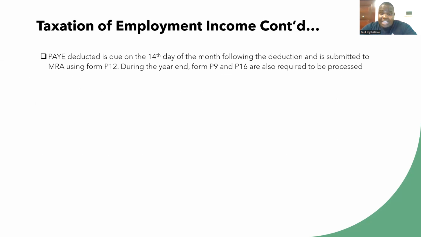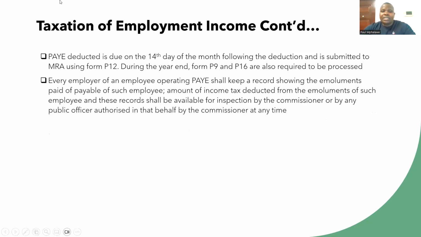Payment of pay as you earn. As we said earlier in the introduction, PAYE, pay as you earn, deducted is due on the 14th day of the month following the deduction and is submitted to MRA using Form P12. During the year end, Form P9 and Form P6 are also required to be processed. That's the summary. How much have you made? How much have you withheld and how much did you pay? What's the balance? That is stipulated on those two forms. Okay, and these forms can be accessed on the Malawi Revenue Authority website. If you so wish, you can do that.